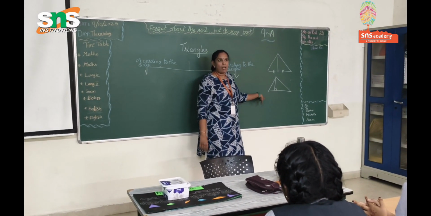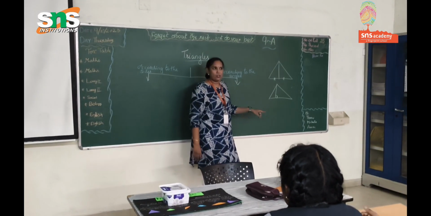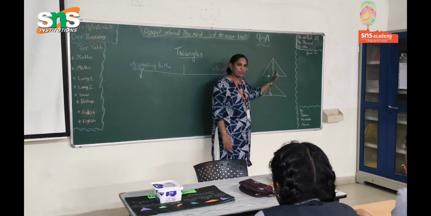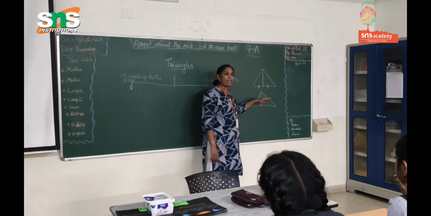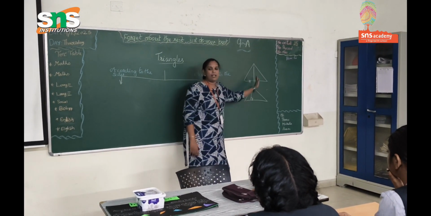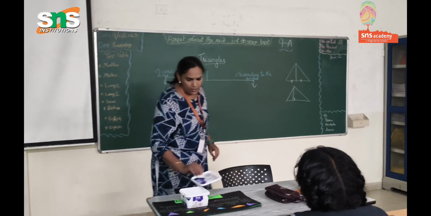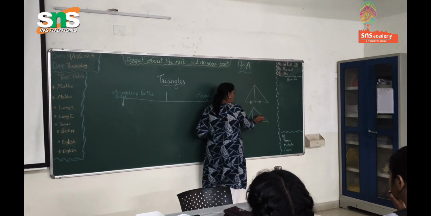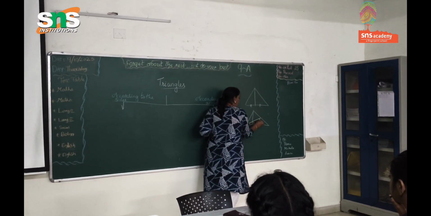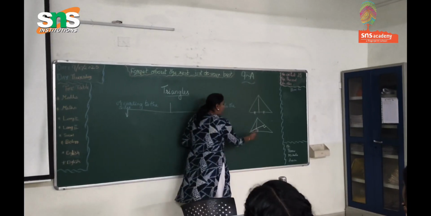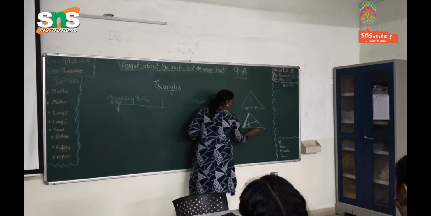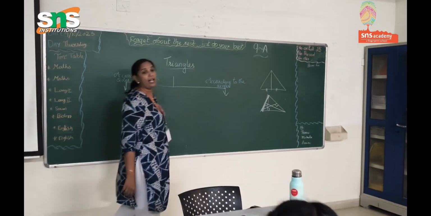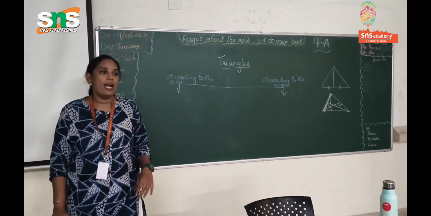You may think, ma'am, altitude means height. So height means always we have to stand straight from the base. Am I right? So if you are considering this as a base, this is the altitude. Sometimes we can change the base. Suppose I am considering this as a base, here I can draw the altitude. Suppose I am considering this as a base, here I can give the altitude. So how many altitudes are there? Three altitudes are there.